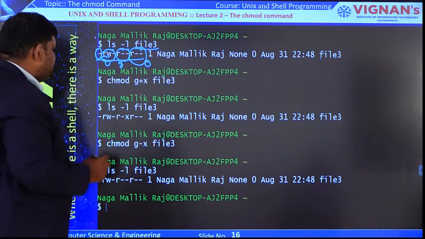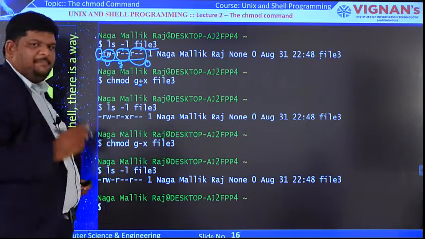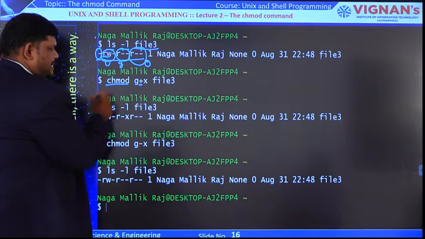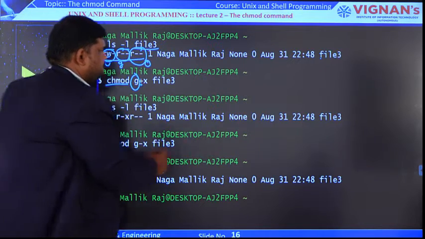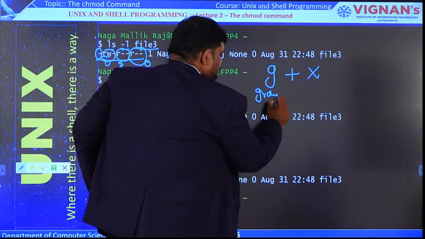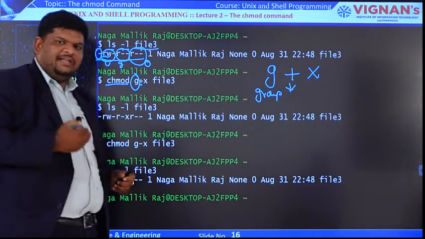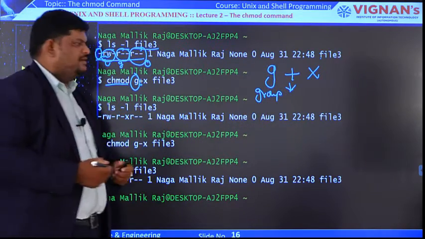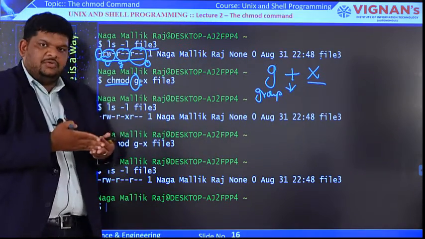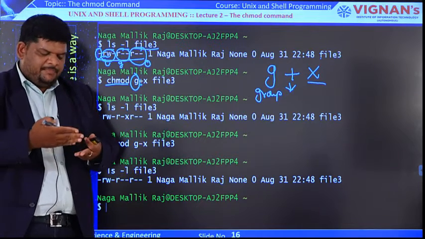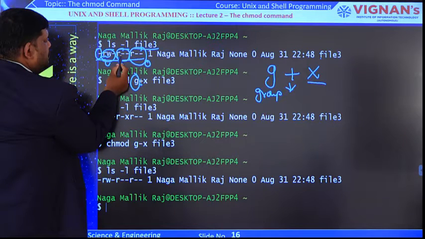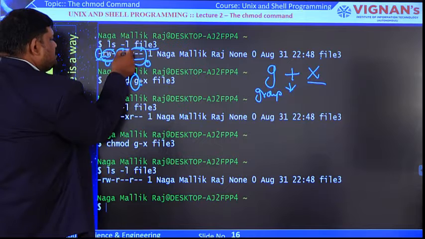Now let us see the demonstration of the plus operator. Plus indicates we are adding permissions. Now the change mode command, g indicates group, and plus indicates we are adding the permission. Which permission are we adding? Here we are indicating x. X means execute permission. So to the group we are adding the execute permission. That means previously there is no execute permission. Let us check. For group only read is there, no write, no execute. Now I am adding the execute permission to the group.